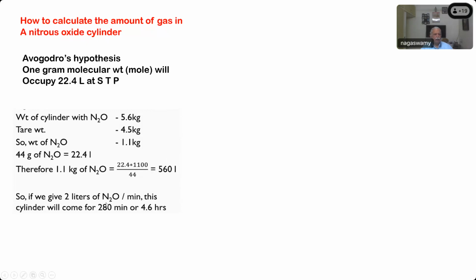And if you give 2 liters of nitrous oxide per minute, you will have this cylinder running for about 280 minutes, which is 4.6 hours. Okay, so this calculation also sometimes they ask you. And how to calculate the volume of oxygen in a full E-type cylinder?